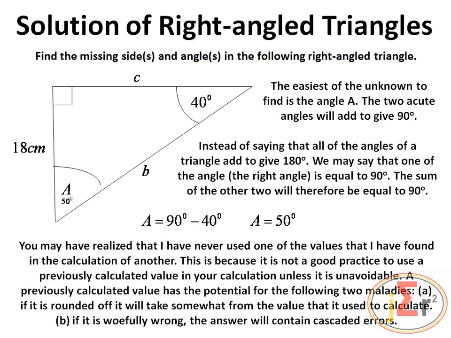A, if it is a figure that is rounded, it will take somewhat from the value that it is used to calculate. So if you use a previously calculated value to calculate another value, and the figure was rounded off, it will take somewhat away from the one that you are calculating. And the second one is, if it is woefully wrong, the answer will contain cascaded errors. That means if it is wrong, anything that you use it to calculate has a 99.99% chance of being wrong also.